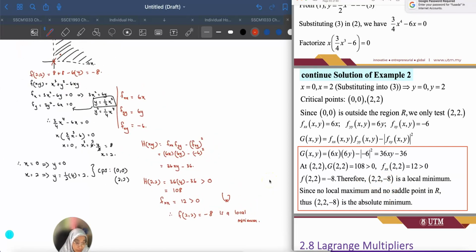So remember, for the process, the idea is just like local extrema or relative extrema.